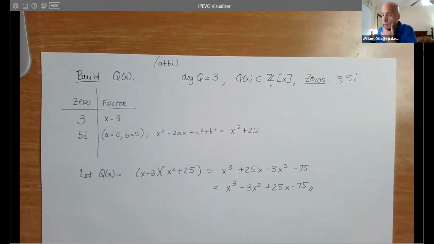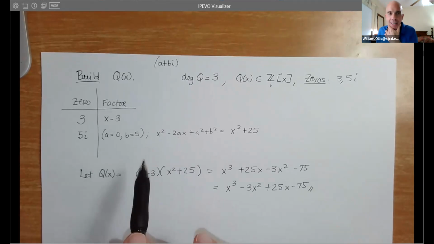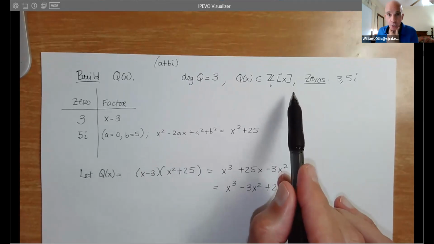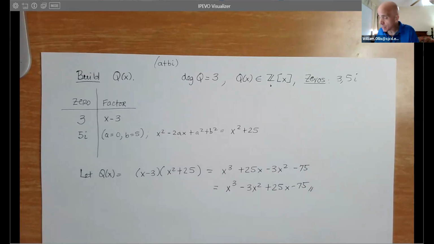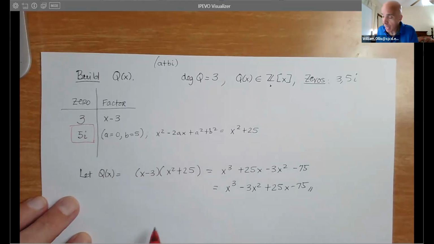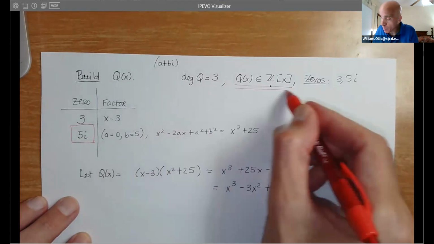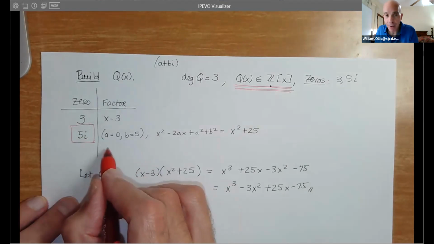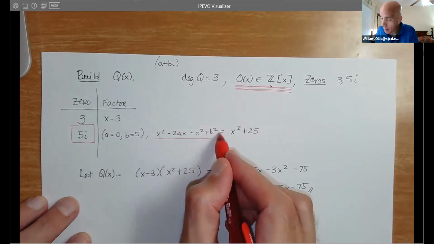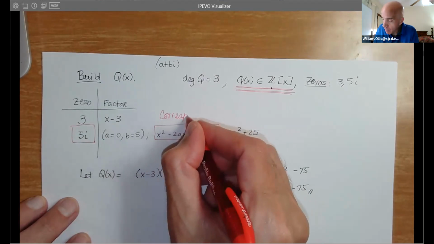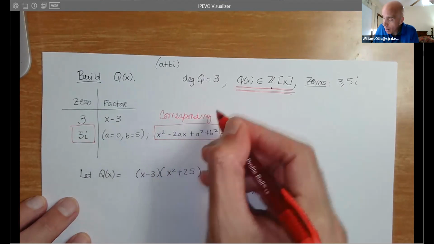So I want you just to see that this is exactly the same as we've done before. Actually, it was less restrictive because we didn't demand that we have a particular constant term. But notice, because we have this imaginary zero and we want an integer polynomial, we can't live with x minus 5i. We have to go to the quadratic. So remember, this is the corresponding quadratic factor.